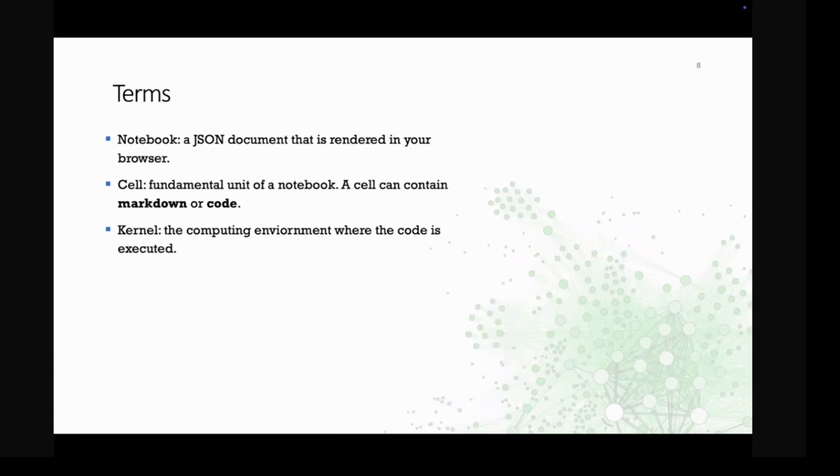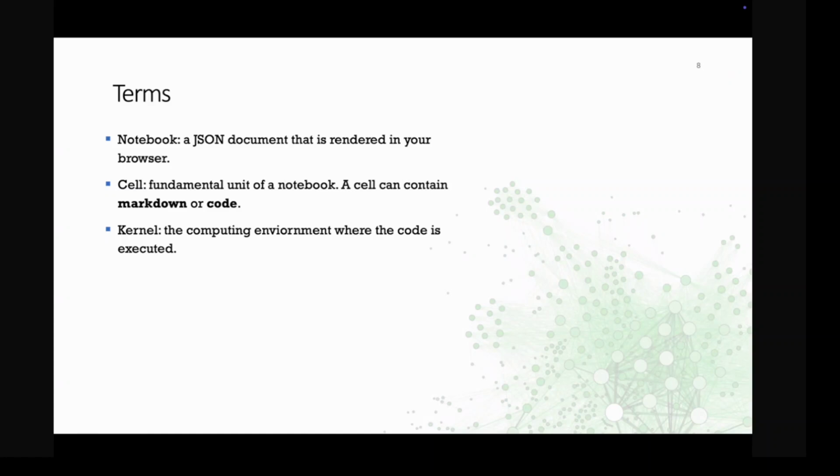Before that, I wanted to clarify a few terms, and I hope that makes life easier. I had to get my head around most of them as well. So a notebook, that's what we just talked about, is a JSON document. JSON is just a way to structure a text file. And this JSON document is rendered in your browser. In this document, you have different cells. And the cell is the most fundamental unit of a notebook.